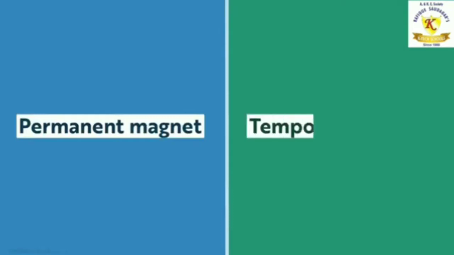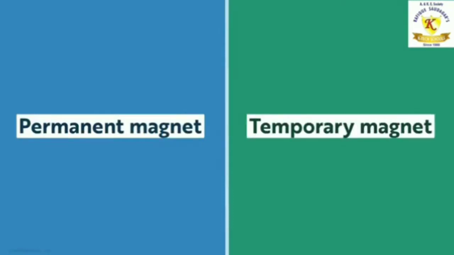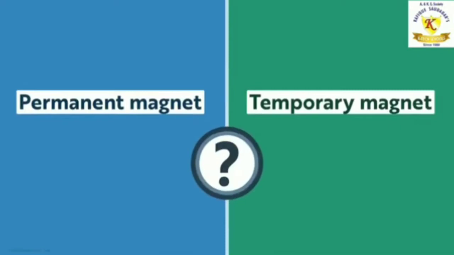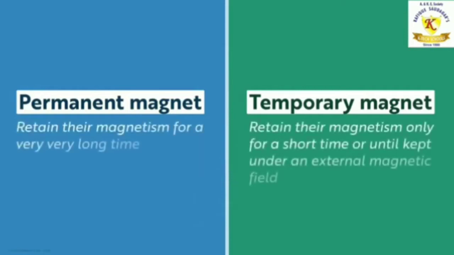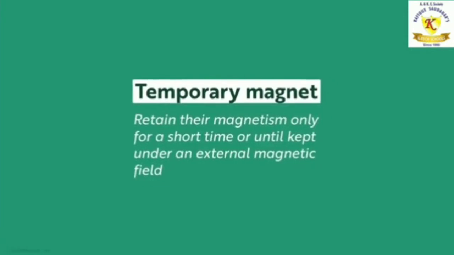We have studied about two types of magnets. Those are permanent magnet and temporary magnet. Do you remember them? Yes. This is how one can define them in simple words. Permanent magnets retain their magnetism for a very long time, and temporary magnets retain their magnetism only for a short period of time or until kept under an external magnetic field.